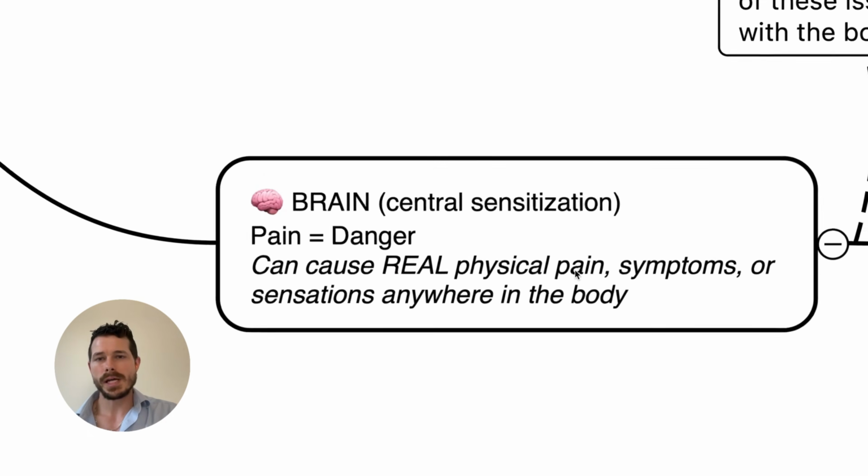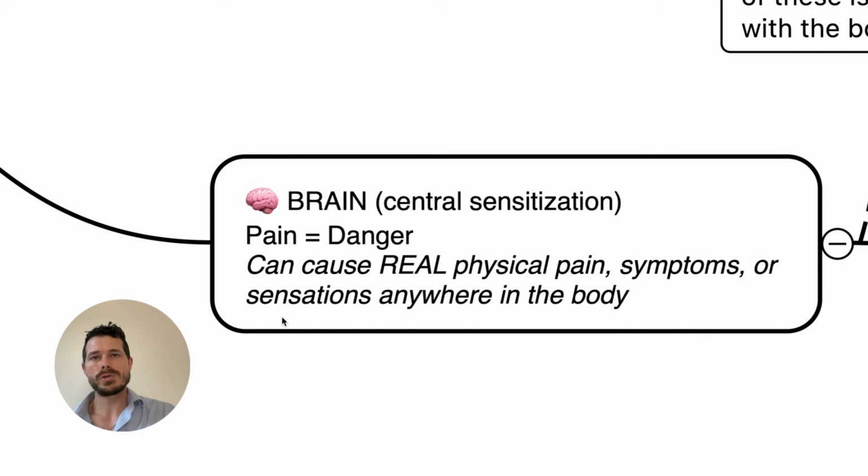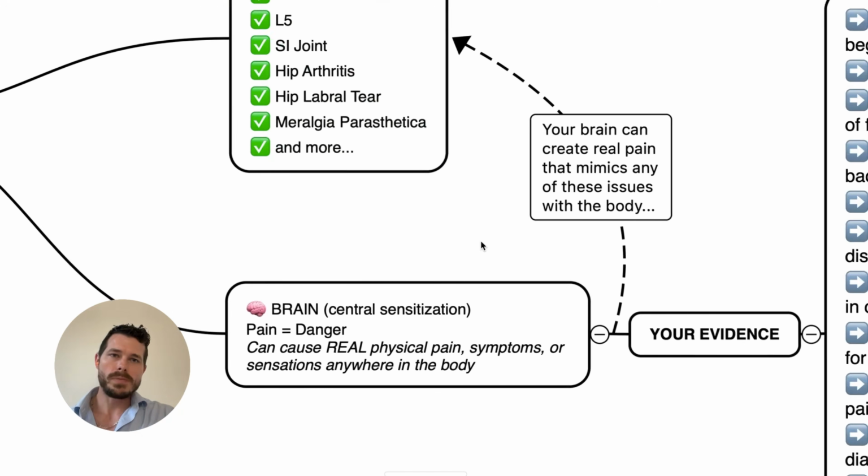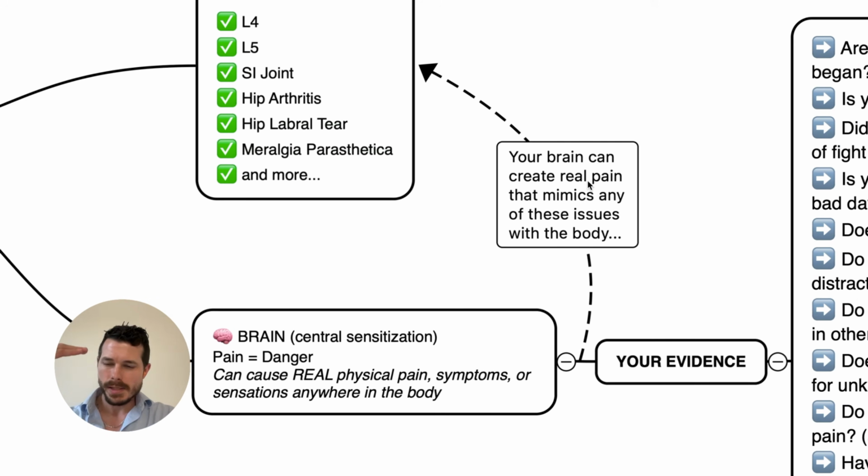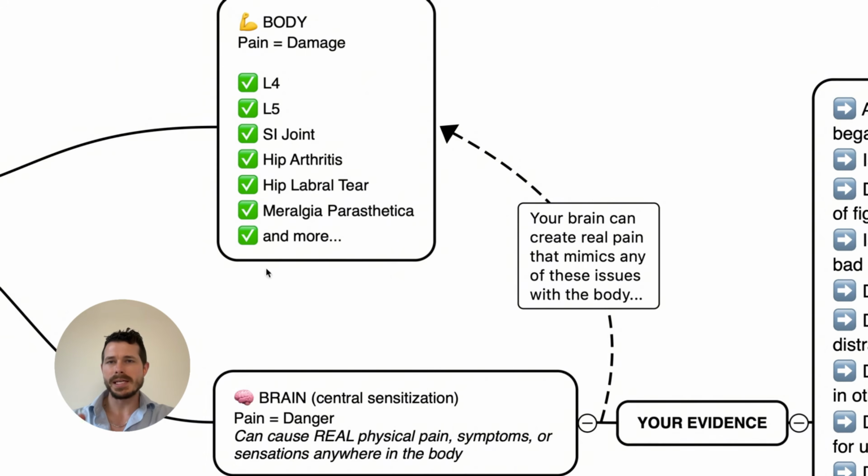But one thing you must understand is that the brain can also create very real physical pain, symptoms, sensations anywhere in the body, including in one front of the thigh, in both fronts of the thighs, in both shoulders, in the neck, anywhere in the body. So what you must know is that your brain can create real pain. Again, I say that over and over again because many comments are potentially going to come saying this guy is saying that I'm making this up, and I'm not saying that. You're saying that. The brain, a sensitive central nervous system, we call it central sensitization, can mimic any of these physical issues with the body.